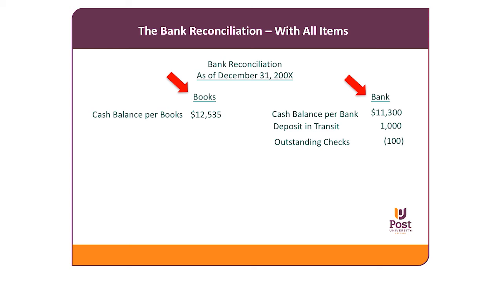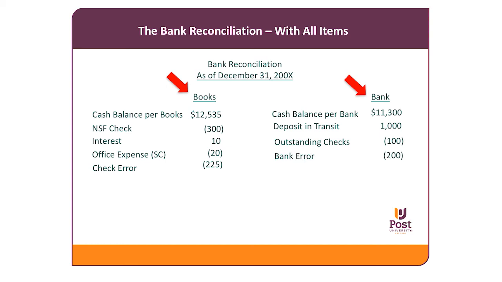Outstanding checks are $100. This is a check that has not cleared the bank. You had deposited a $300 non-sufficient fund check from a customer into your account. Interest income credited by the bank into your account was $10. The bank also took a bank service charge, office expense, out of your account of $20. This is your error where you recorded a $250 check for $25. And this is the bank error where the bank put a $200 deposit into your account in error.